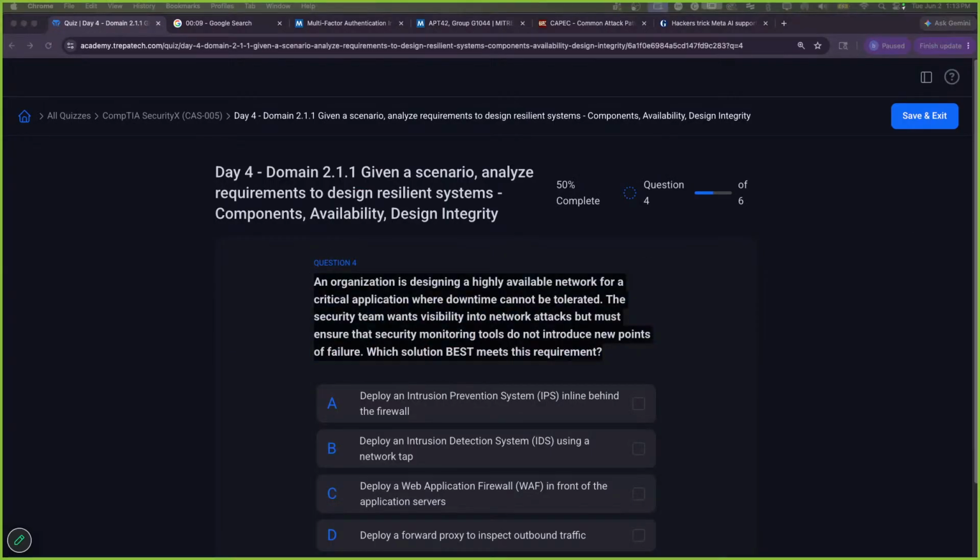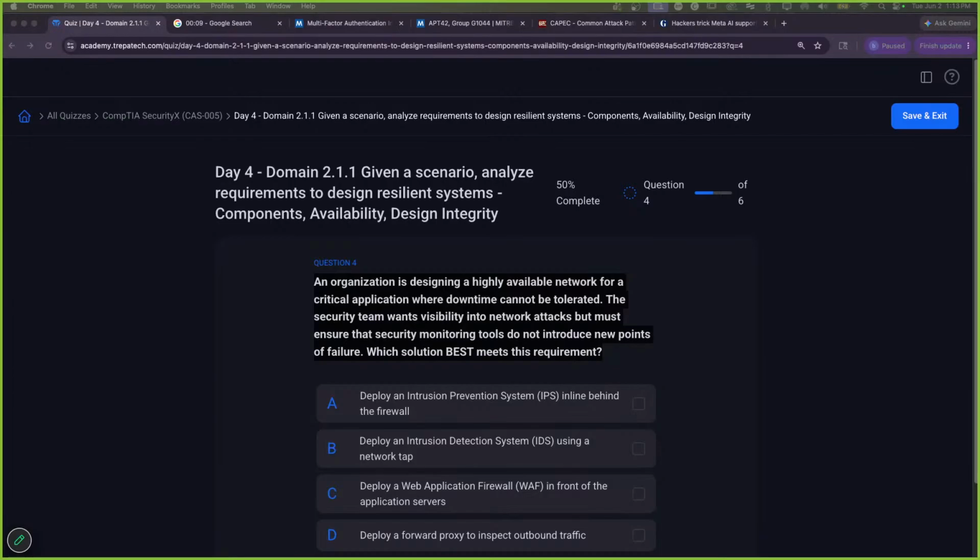Okay, moving on. Question 4. An organization is designing a highly available network for a critical application where downtime cannot be tolerated. The security team wants visibility into network attacks, but must ensure that security monitoring tools do not introduce new points of failure. Which solution best meets this requirement?